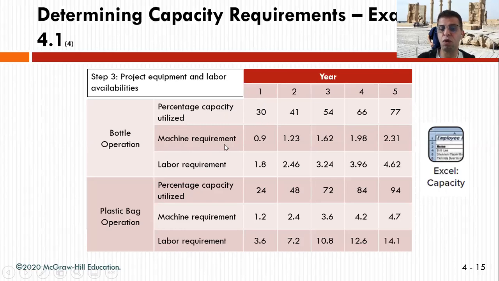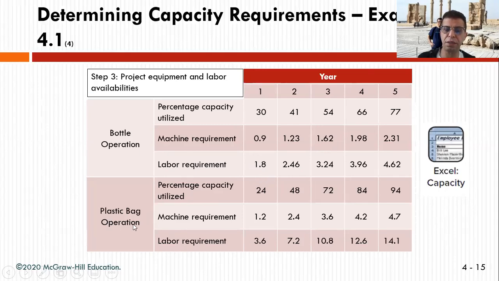And machine requirement: how many machines do we need? We need 0.9, or 1 machine, to work. So we can divide these over the machines. And labor-wise, the labor requirement is 1.8, which goes to 2 people.